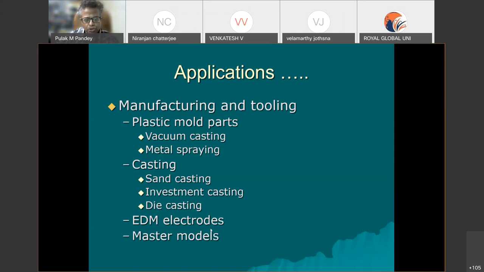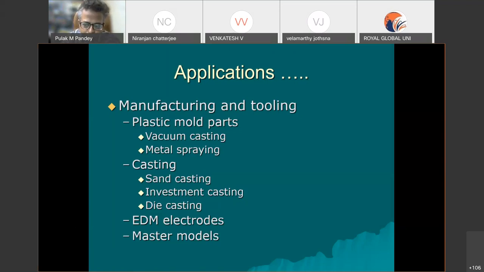And then you can also make EDM electrodes if you want to machine a complex die which has a typical three-dimensional freeform geometry, using bearing steel or some sort of die steel.